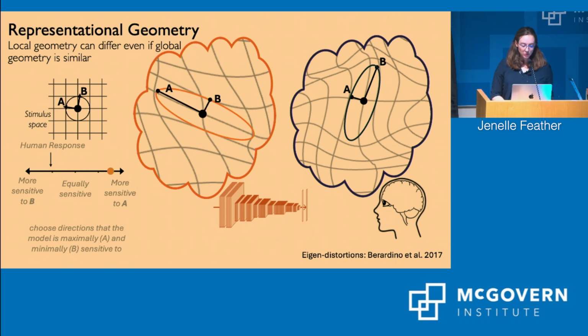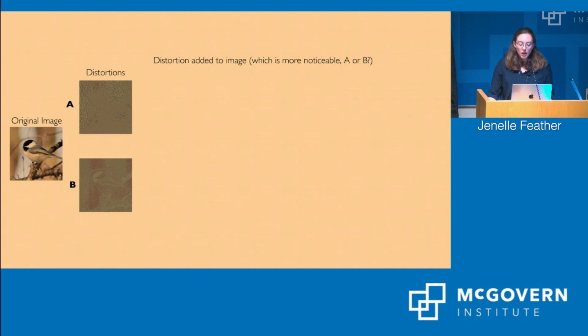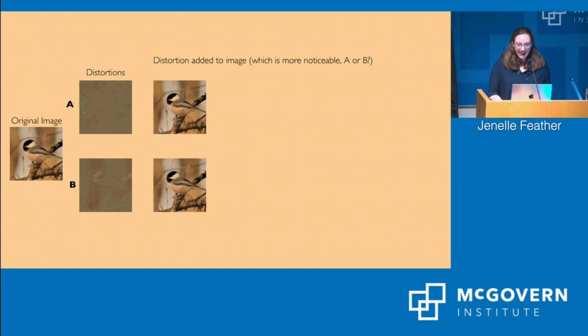Now, this is just a two-dimensional example, but as some actual distortions for one of these deep neural network models, we can look at them. So this model in particular is more sensitive to distortion A, and the representation of this model really doesn't change for distortion B. And so now I'm going to show these distortions added to the image, and you can see where you might notice them.